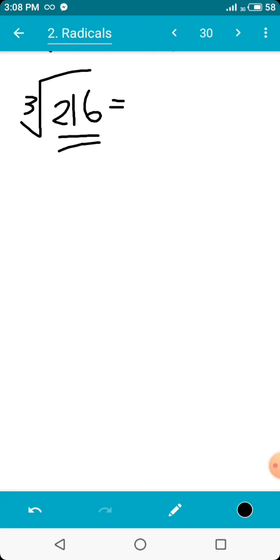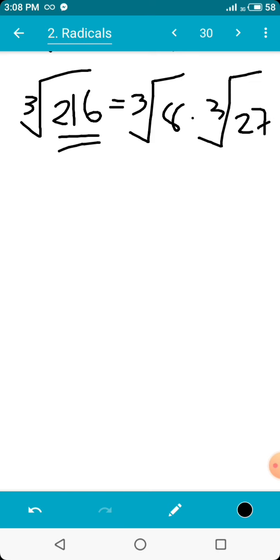Okay? So, we have here, pwede natin siya ma-breakdown na cube root of 8 and cube root of 27. Okay? So, pag tinimes mo yung 8 at 27, the answer is 216. Alright? So, factor siya ng 216. And alam natin na perfect cube sila. So, if we will get the cube root of 8, that is 2. And the cube root of 27, that is 3. So, if we multiply 2 and 3, that is 6.